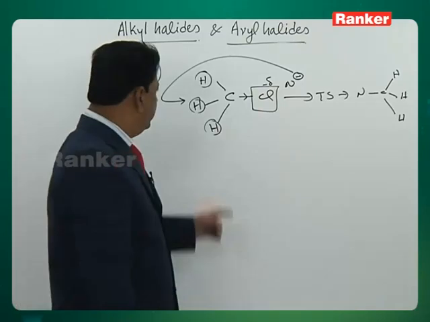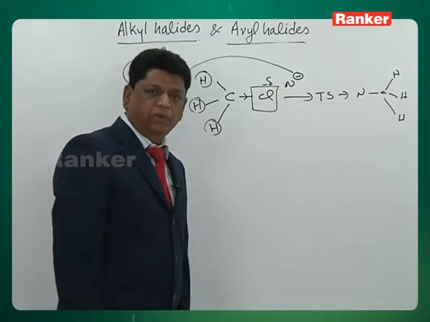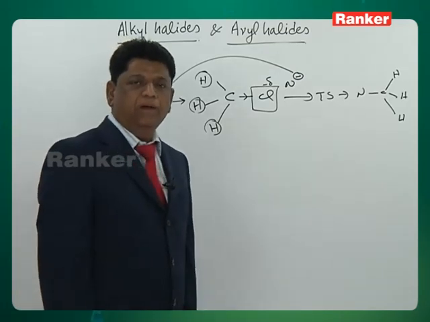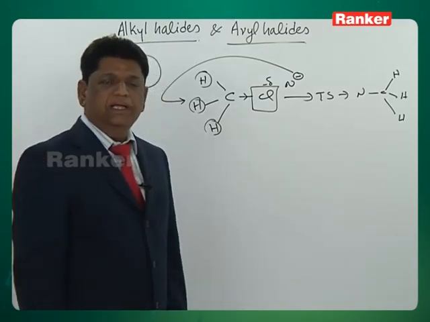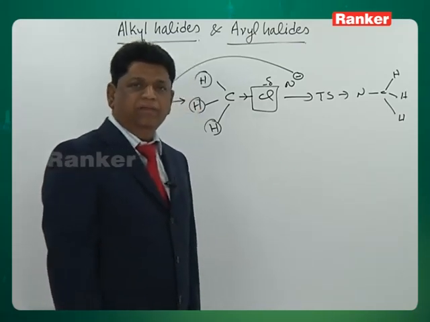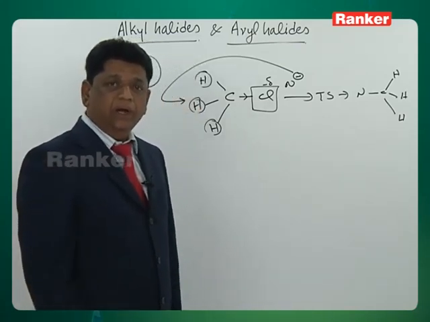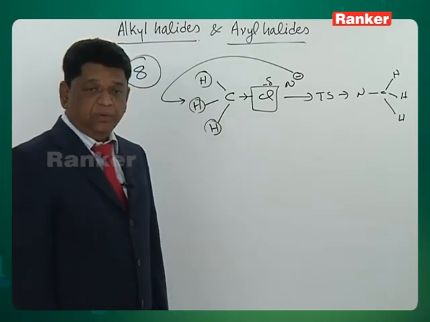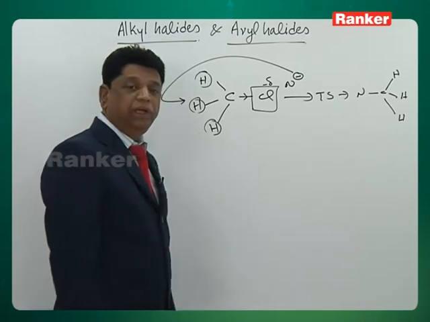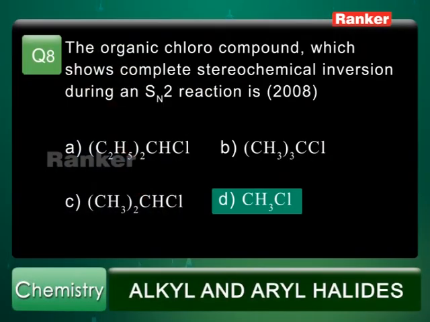This is possible when the groups attached to the carbon where the halogen is present are small. As the size of the groups increases, back attack, or rear attack, is not possible. It will undergo first ionization and then undergoes an SN1 type of reaction. So in an SN2 reaction, essentially the size of the groups should be smaller. So the option goes to D.